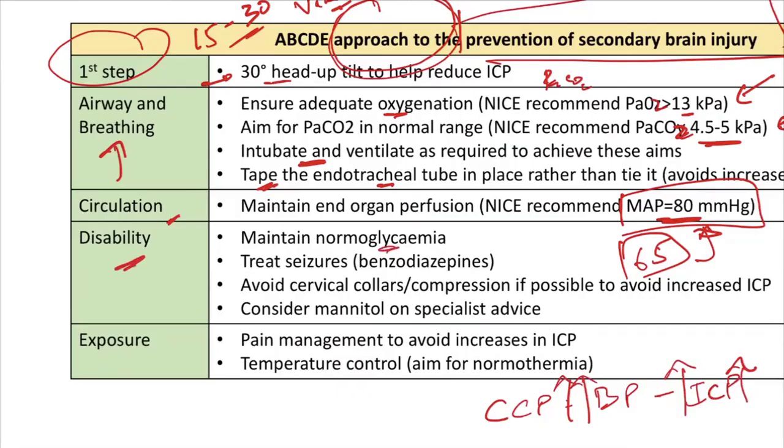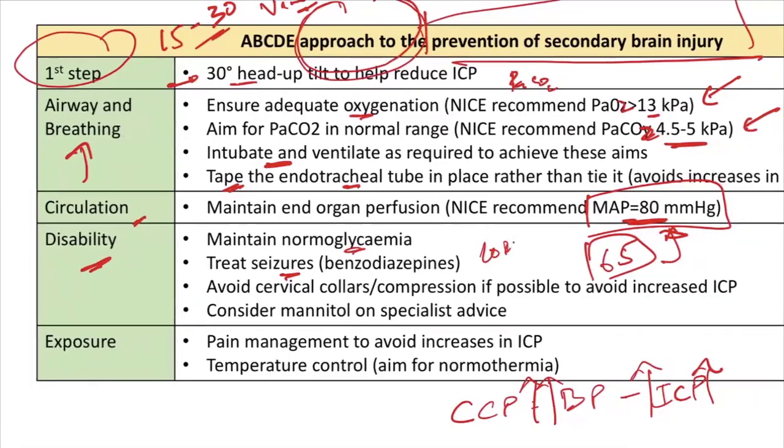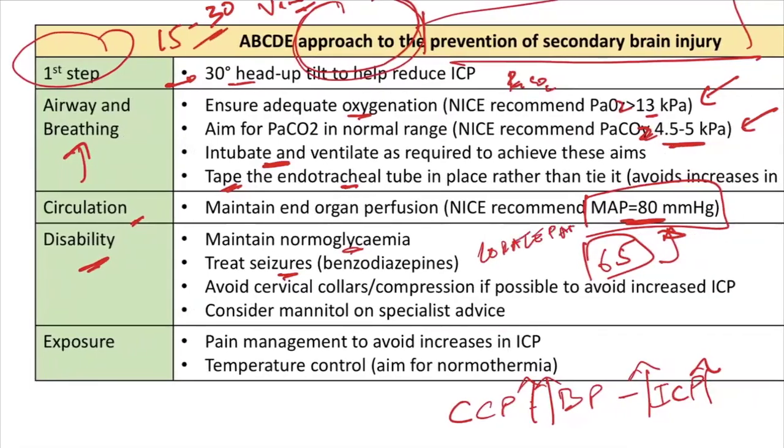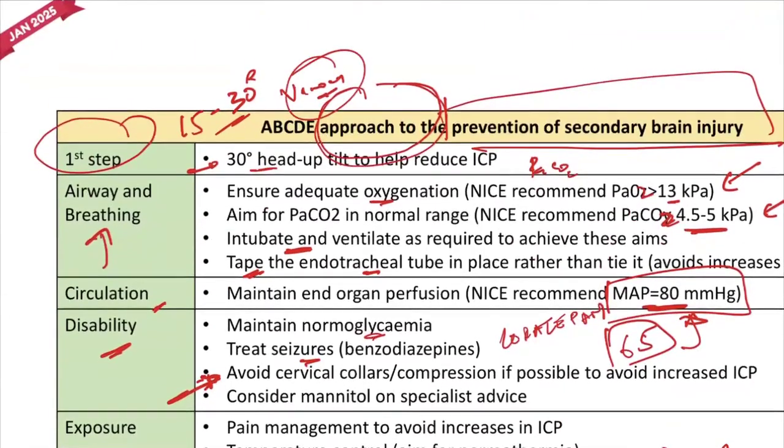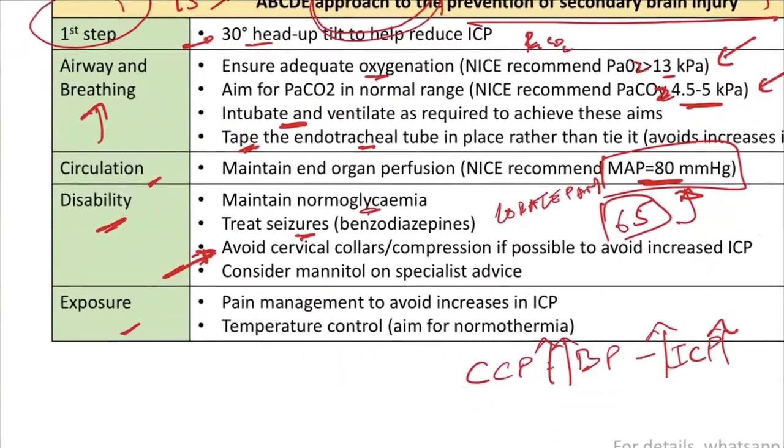In disability, make sure he doesn't go hypoglycemic. Make sure it is in the normal range. If the patient has seizures, do not give any drugs prophylactically. If the patient has seizures, then treat with lorazepam. Lorazepam is the preferred one. Avoid placing a C-collar if possible, because again, the C-collar can cause compression over the veins. If there is venous compression and venous return is hampered, there will be an increase in intracranial pressure. In exposure, it is mainly pain management. The patient shouldn't be under any pain at all. He should be as comfortable as possible and try to maintain the temperature in the normal range.